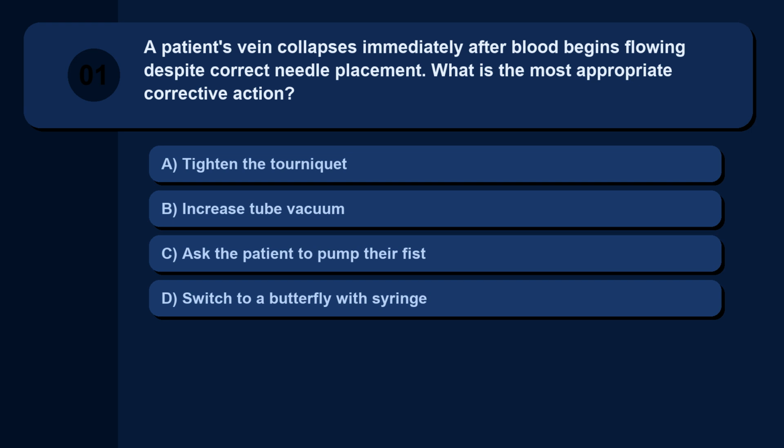Vein collapse occurs when negative pressure exceeds vein strength. A butterfly with syringe allows manual suction control, reducing pressure on fragile veins.